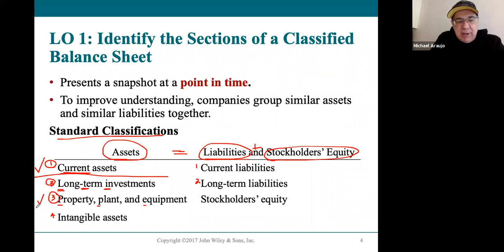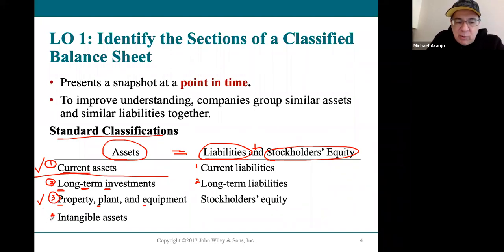I put a check mark here just to remind you that every business you see will have property, plant, and equipment. Just like every business you see will have current assets. Those two categories are guaranteed. You'll see them on every single balance sheet, guaranteed. Long-term investments, not so much. Some companies will have them, a lot of companies will not.